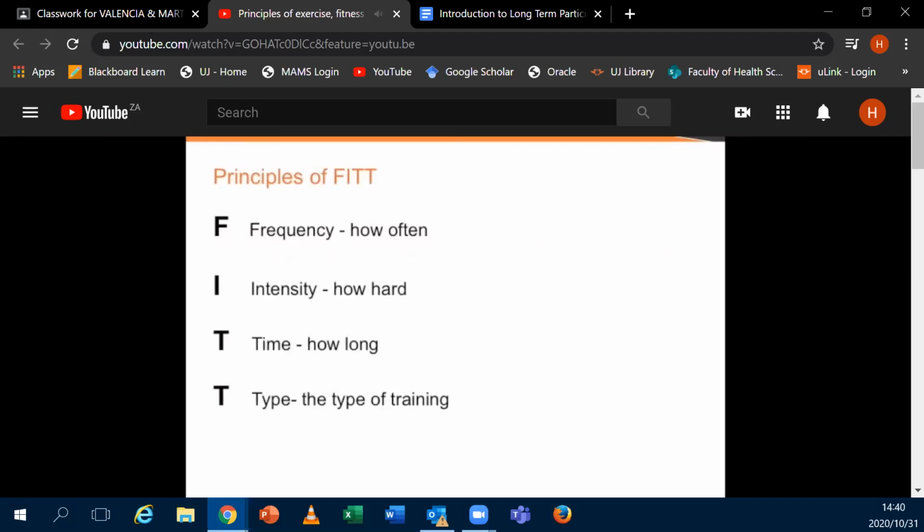Principles of FIT. When deciding whether to progress or regress a training program, we refer to the FIT acronym: frequency, intensity, time, and type. If an individual is finding an exercise program too challenging, then we can regress any of the following. If they're finding an exercise program too easy, we can progress any of the following.